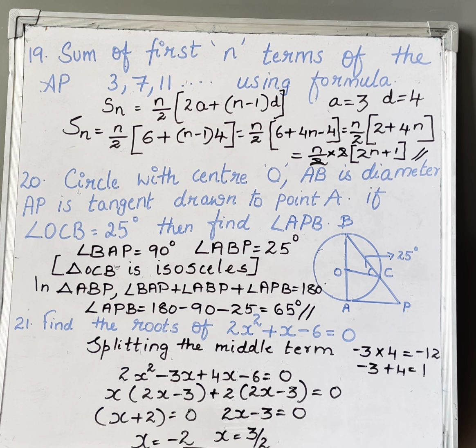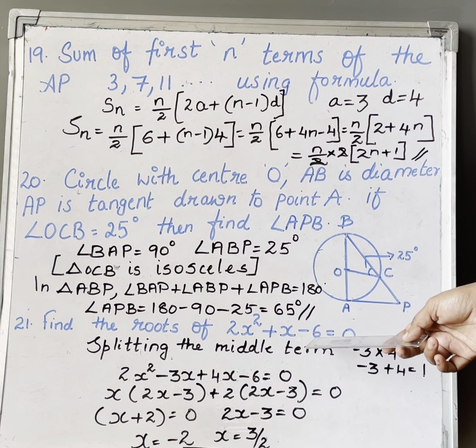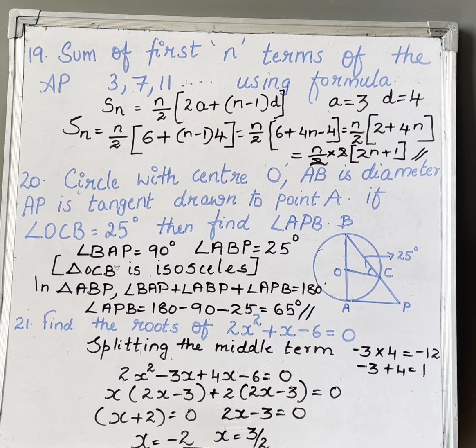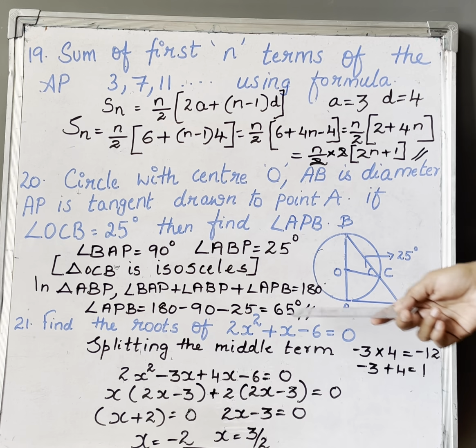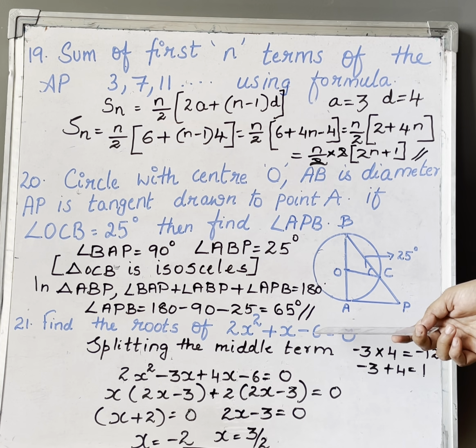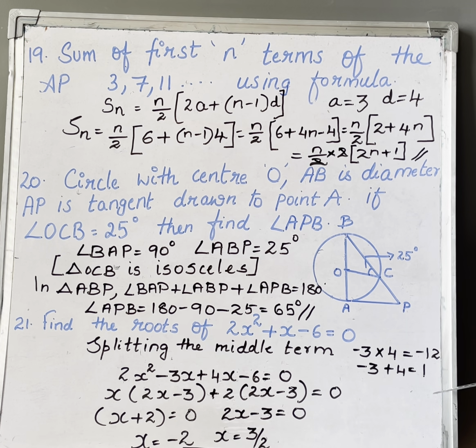Next we go on to question number 21. Find the roots of quadratic equation 2x square plus x minus 6 equal to 0. Here we can use the splitting the middle term method, which will be easier than using the formula. Here the middle term coefficient is 1 and the product of first and last terms is minus 12. So we have to find two numbers such that product is minus 12 and sum is 1. So we get minus 3 and 4.